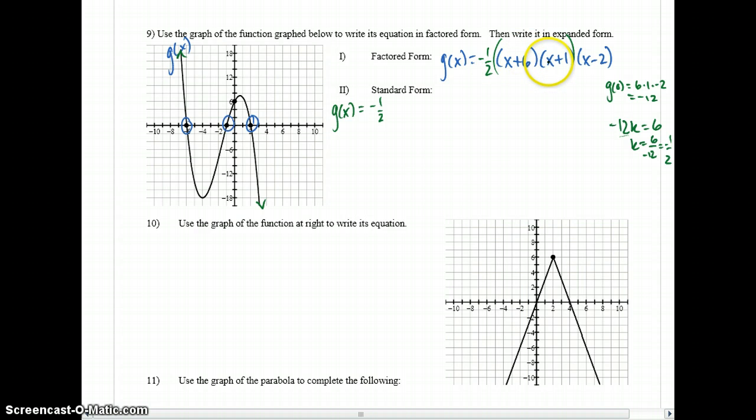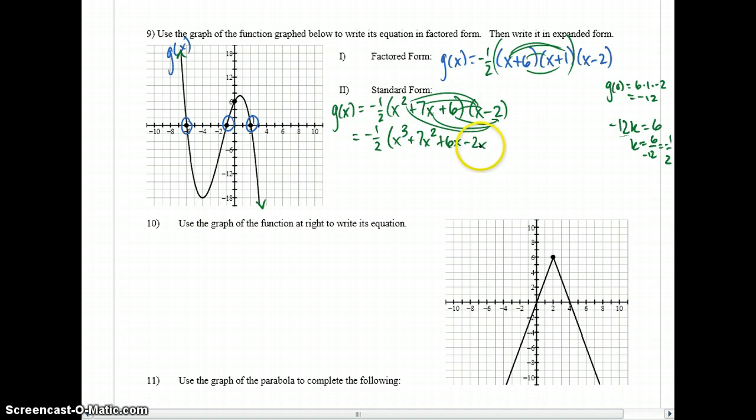So we have x times x, x times 1, 6 times x, and 6 times 1. You combine like terms, you're going to get x squared plus 7x plus 6. And we still have that x minus 2 that we didn't do anything with. I'm going to leave that negative a half out in front until the very last chance I have. So now I'm going to distribute the x to each term and the negative 2 to each term. We have x cubed plus 7x squared plus 6x. I've distributed the x to each of them. And now the negative 2. Negative 2x squared, negative 14x, minus 12.